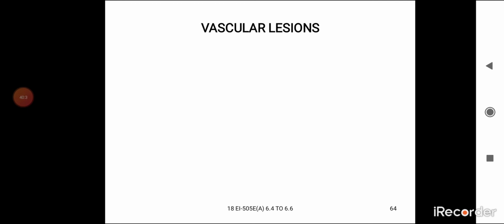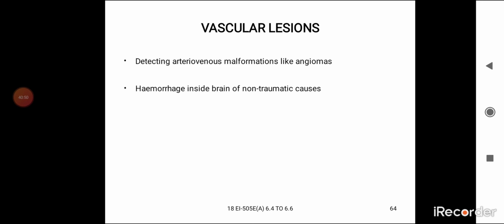Vascular lesions: detecting arteriovenous malformations like angiomas, hemorrhage inside the brain from non-traumatic causes, cerebral thrombosis, or emergencies requiring CT imaging.